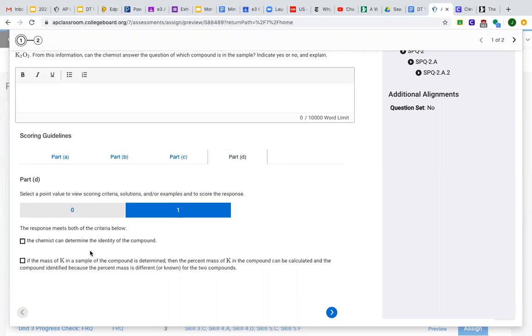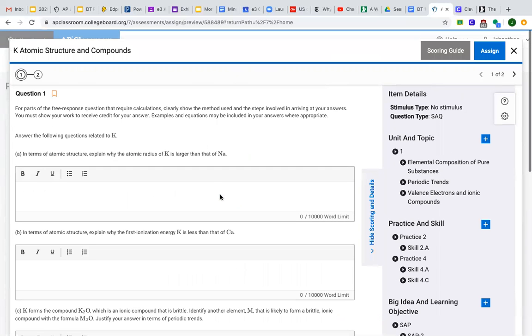The chemist can determine the identity of the compound. Yes, yes, yes. Mass percentage. Yes, that's exactly right. Exactly what we said. So we did a really good job. We really knocked that out. Okay, so I'm gonna pause the recording.